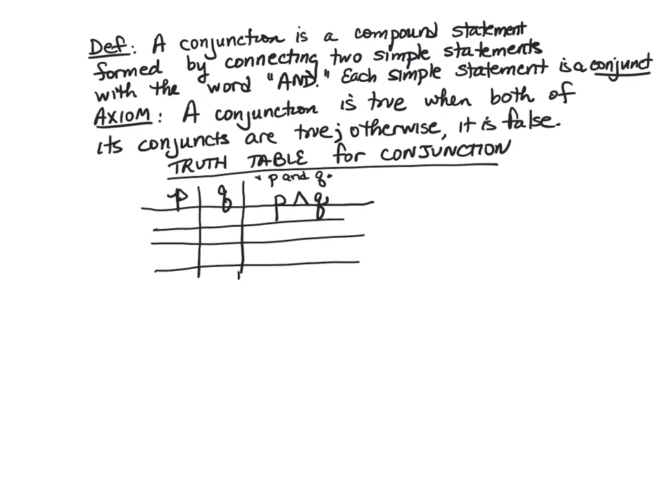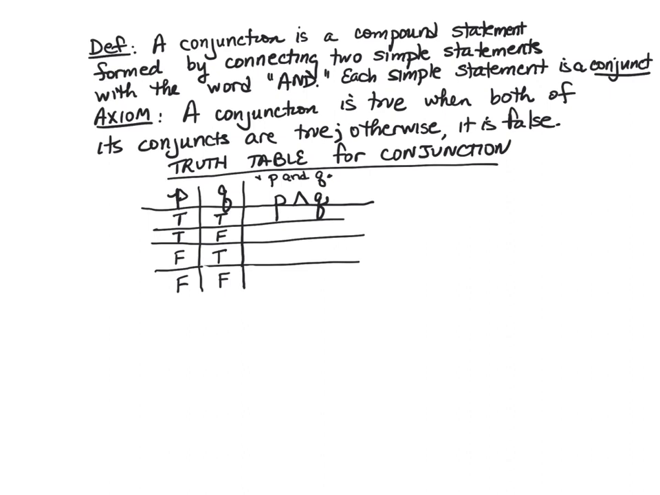Okay, and let me just make this a little neater. So I'm going to reorganize them as follows. I have a true and a true and a true, a true and a false and a true, and a false and a false. And notice the order here. There are 4 possibilities when we put 2 simple statements together with a connective.